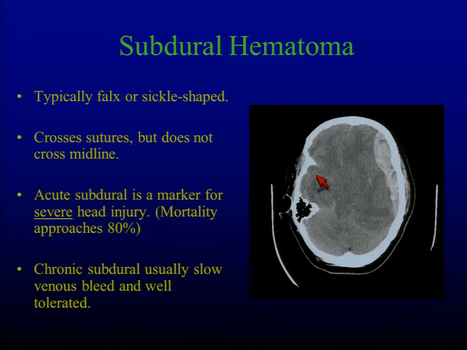So it's going to cross sutures. I know it's a subdural because it's crossing this suture line right here, the coronal suture. So it's below the dura. It's tracking along the falx, or sickle shaped. But the problem with this person's brain is not this collection of blood.